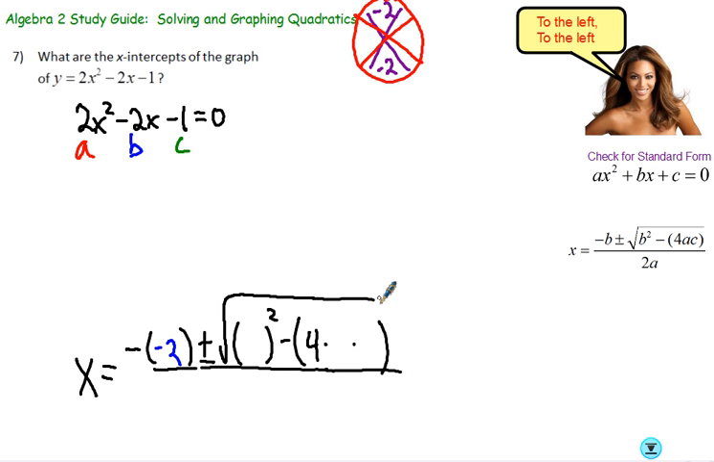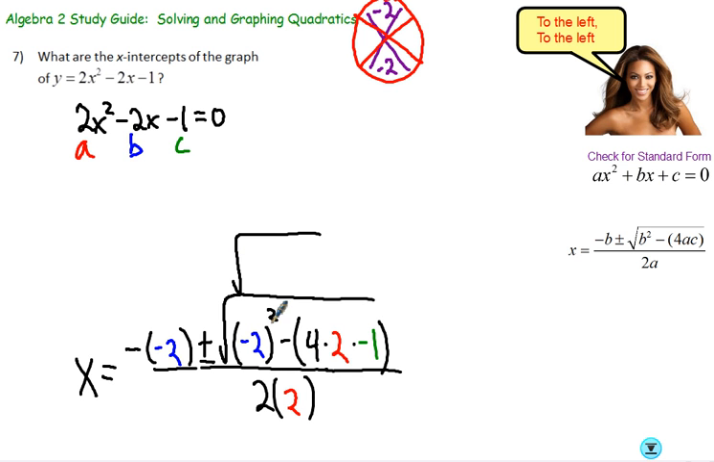So let's see. B squared, which is -2 squared, minus 4 times A, which is 2, times C, which is -1, and then that's all over 2A. Again, I've color-coded it for you here just so you can keep track of everything. In black is the part of the formula that's always there. For instance, this will always be squared, and this will always be a 4. Those are the parts that are always there.